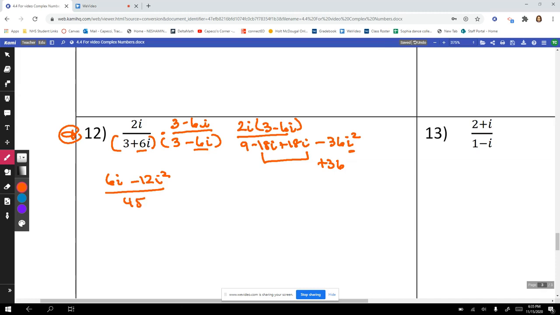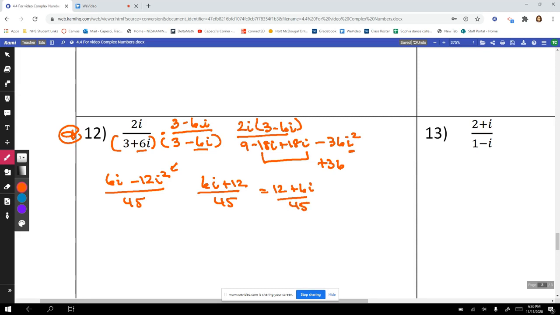Okay. Now, the same thing here. I have 12i squared. That's the same thing as a negative 1, right? i squared. So that gives me plus 12 all over 45. Now, we like to write our real number first. So it's 12 plus 6i all over 45.